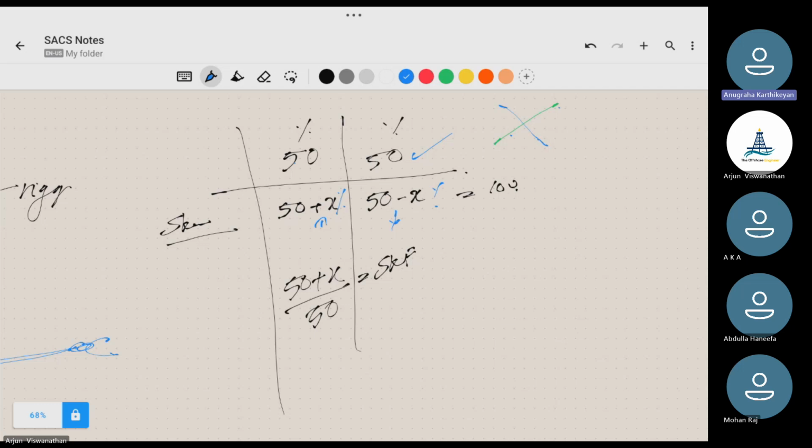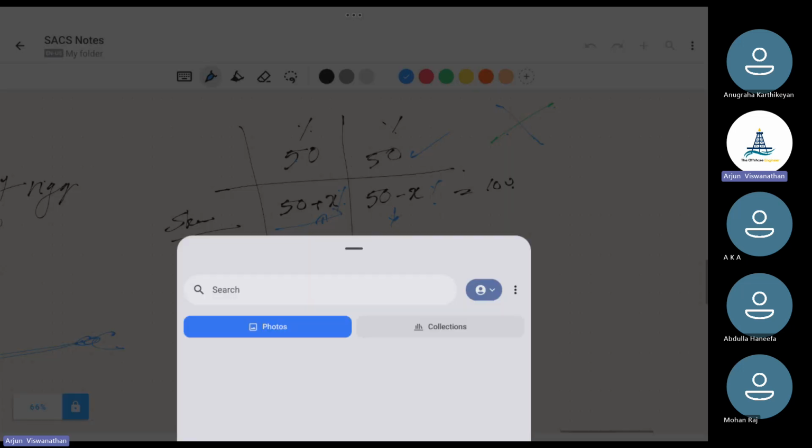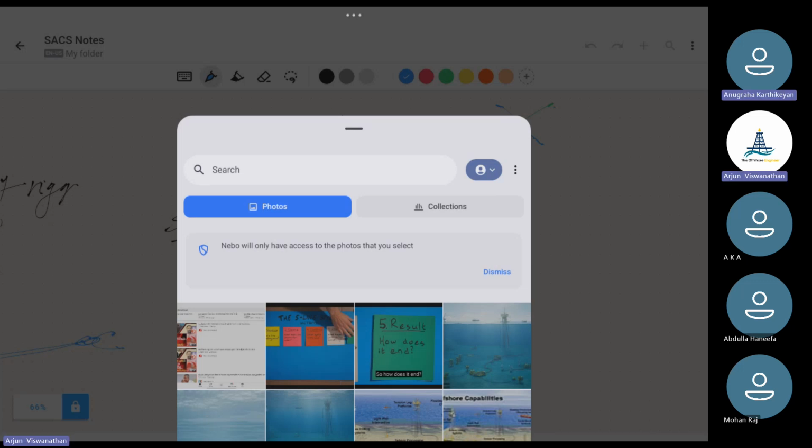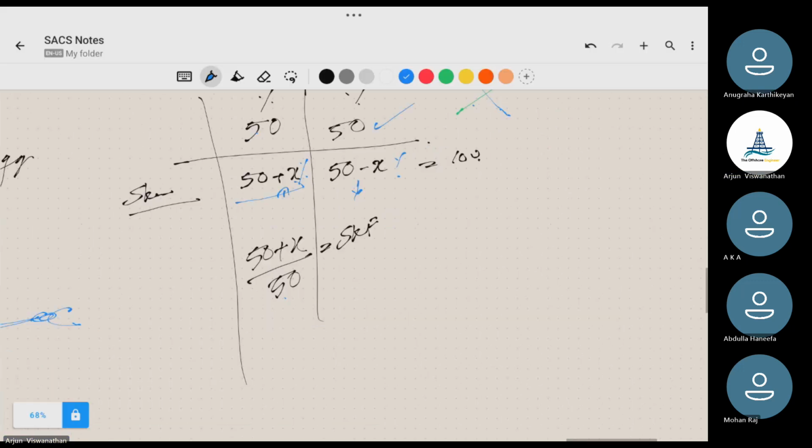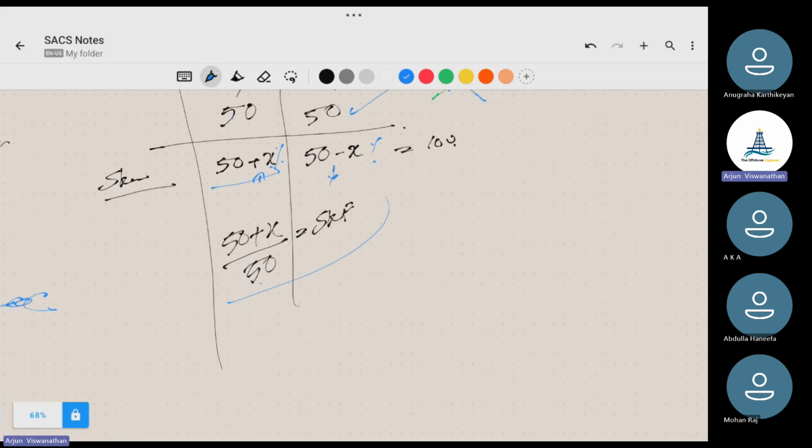Yes, so this is clear. So this increase divided by the ideal case, that means 50 plus X divided by 50, that is the SKF value, or skew factor value. Now, is it clear?